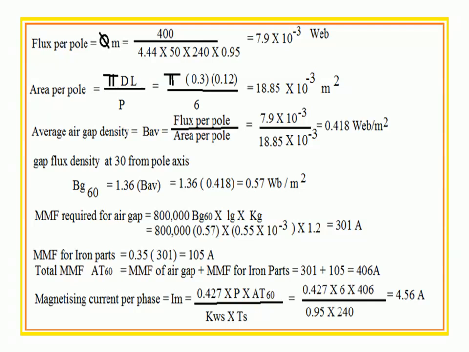So the MMF for iron parts is given as 35% of the MMF of the air gap. So we are going to get 105 AT. Therefore total MMF AT60 equals MMF of air gap plus MMF of iron parts. In this problem, iron parts include stator teeth, rotor teeth, stator core and rotor core. All four are covered in this one. Hence we are going to get AT60 equal to 406. After knowing the AT60, you can determine the magnetizing current by using the formula.